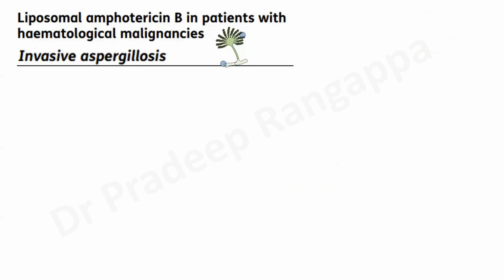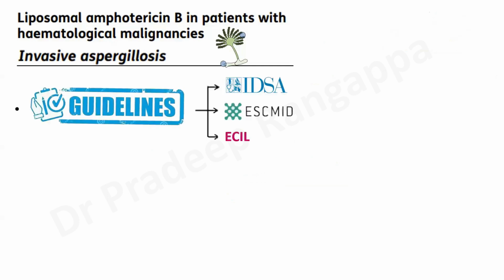So I'll just end this with the treatment of invasive aspergillosis. When you look at the guidelines for aspergillosis, the IDSA guidelines or the European Society of Clinical Microbiology and Infectious Diseases, or ECIL, which is the European Conference on Infections in Leukemia, the recommendation is voriconazole or isavuconazole. IDSA gives more weightage to voriconazole as the drug of choice for aspergillosis.